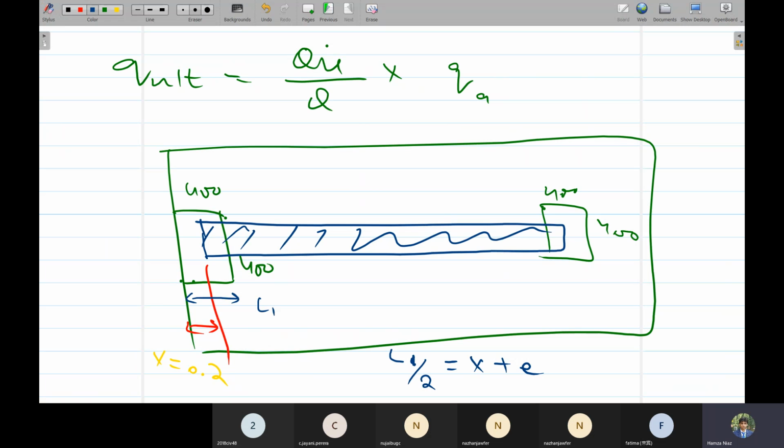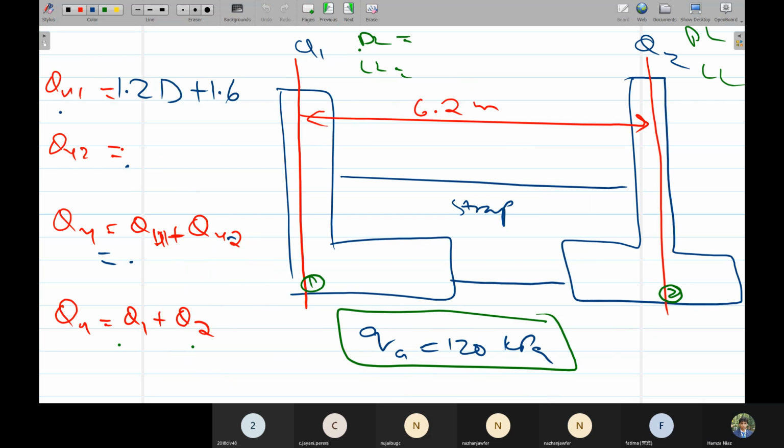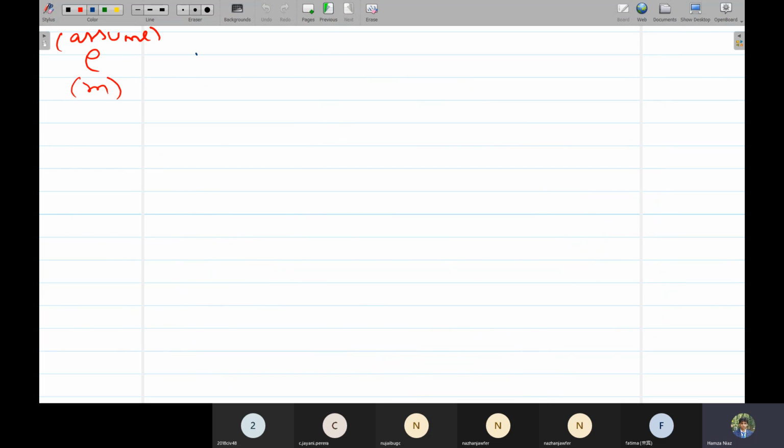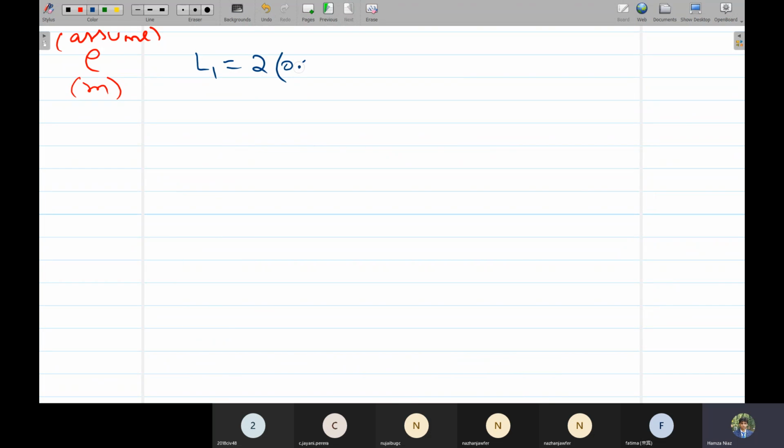We are now going to create a table. First we have to assume a value of e. This is unknown. Then from the e value, we can calculate the L1 value, adding it with x. So the second value is our L1, that is 2 times x plus e, where x is 0.2, so L1 is 2 times 0.2 plus e.